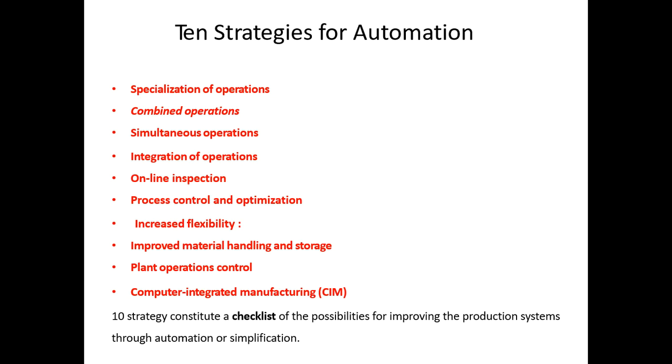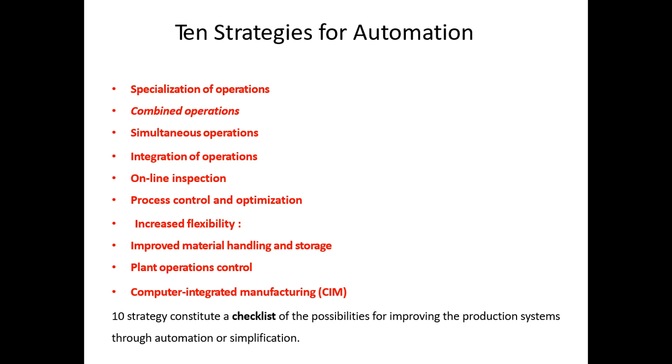Next, the third strategy is simultaneous operation. It is an extension of the combined operation strategy where two or more processing operations are being performed simultaneously. Example, in an automobile, the headlight and door can be processed at a single workstation simultaneously. And the fourth strategy is integration of operations, where several workstations are linked together into a single integrated mechanism by using an automatic material handling system, where material will flow from one workstation to another, thereby increasing the overall output of the system. And the fifth strategy is online inspection.